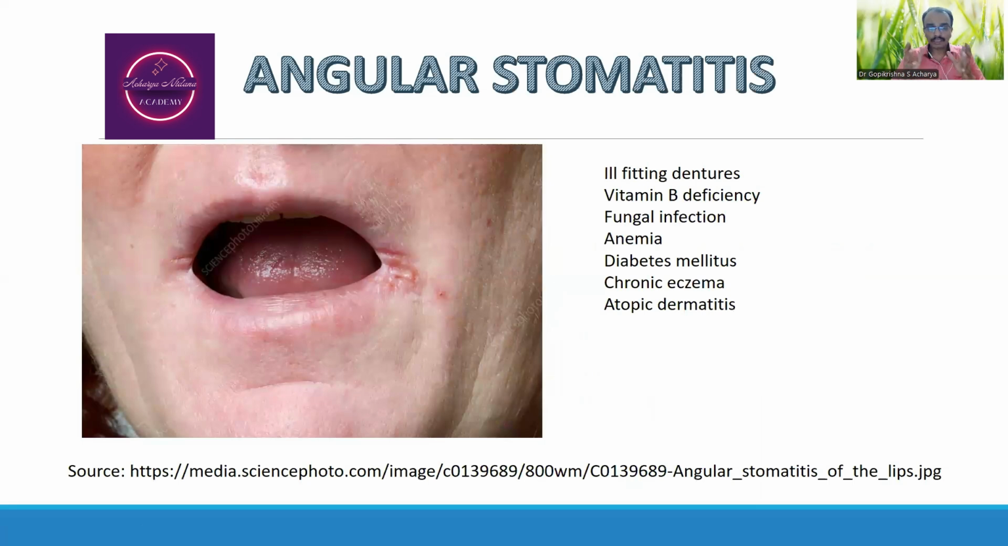See on either side of the mouth, there are ulcers. This is termed angular stomatitis. This may be observed in case of ill-fitting dentures. If the person has artificial dentures that are not properly fitting, then this may develop. It may also be seen in vitamin B12 deficiency, in some fungal infections, oral candidiasis, in anemia, diabetes mellitus, chronic eczema, and atopic dermatitis. In all these situations, the person may have angular stomatitis.